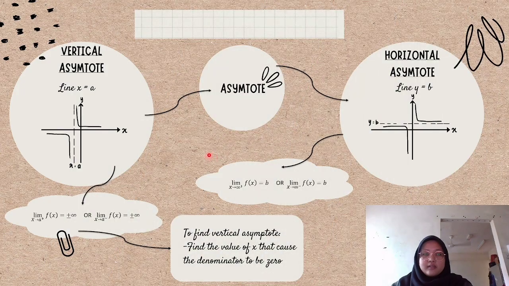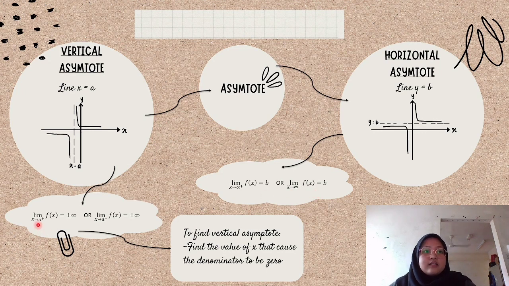The next subtopic is asymptotes. There are two types of asymptote, which are vertical asymptote and horizontal asymptote. A vertical asymptote is when the line x on the x-axis is equal to a, and a horizontal asymptote is when the line y on the y-axis is equal to b. This is the formula for the horizontal asymptote, which is the limit as x approaches infinity from the right equal to b, or the limit as x approaches infinity from the left equal to b.